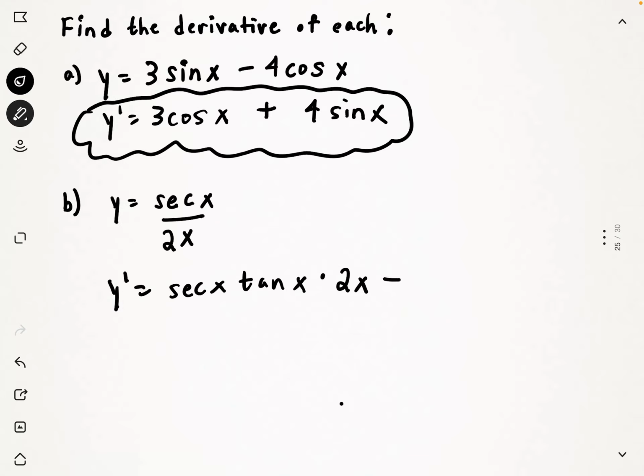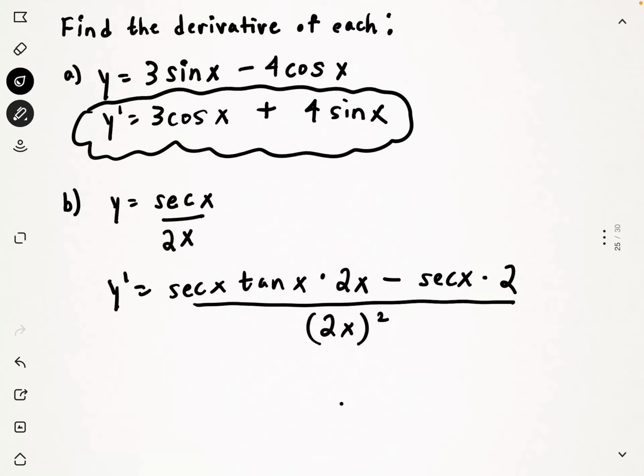And then we do minus f, which is secant x, times g prime, which is 2, all over g squared, which is 2x, all squared. Both the x and the 2 get squared. And we can leave our answer like this. We're not really asked to do any simplification, so this is a correct answer right here.